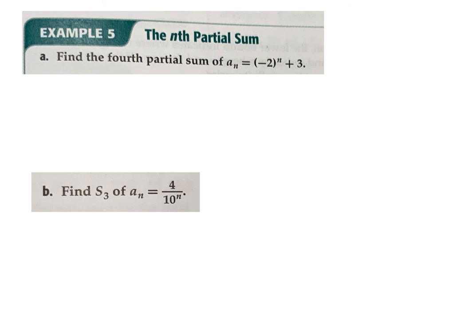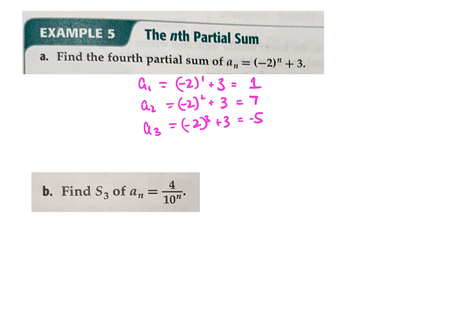All right, let's look at the example. Find the fourth partial sum of a sub n equals negative 2 to the n plus 3. If they want the fourth partial sum, they want the first 4 terms. The first term, negative 2 to the 1 plus 3, is 1. The second term, negative 2 squared plus 3, is 7. The third term, negative 2 cubed plus 3, is negative 5. And the fourth term, negative 2 to the fourth plus 3, is 19.